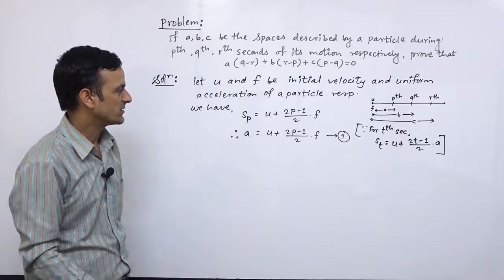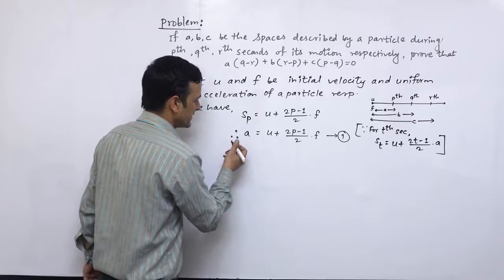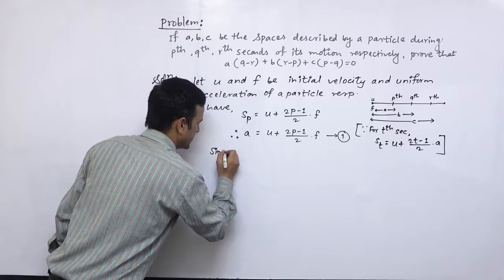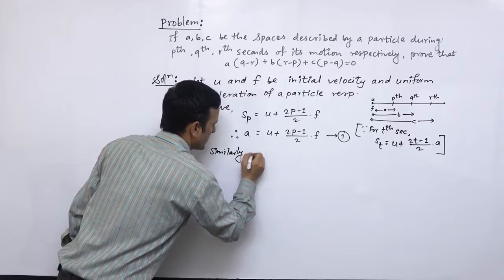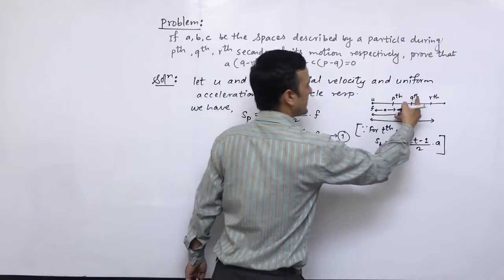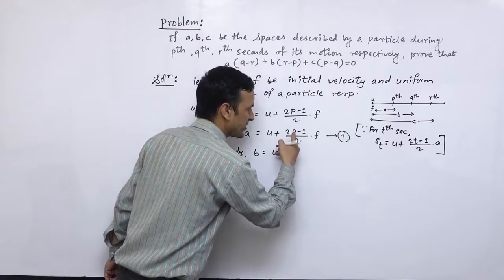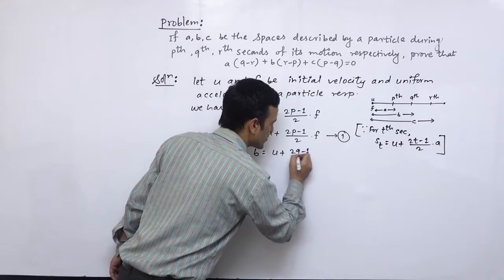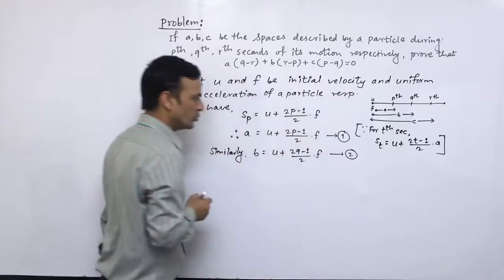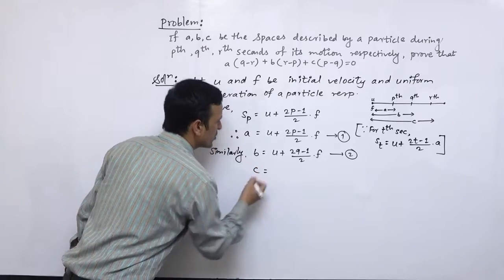Similarly, we have B equal to U plus (2q minus 1) divided by 2 into F, for the qth second, we have here q. So this is equation 2. And C is equal to what?